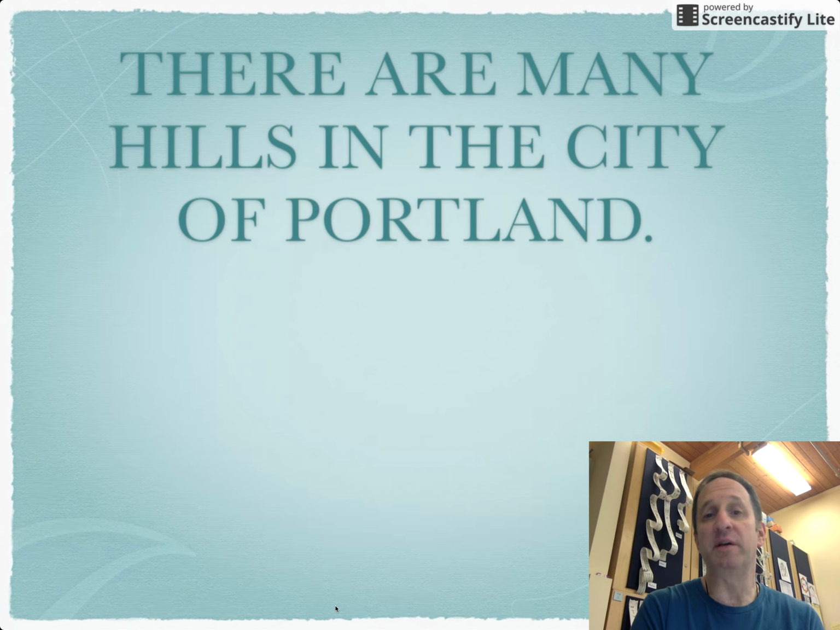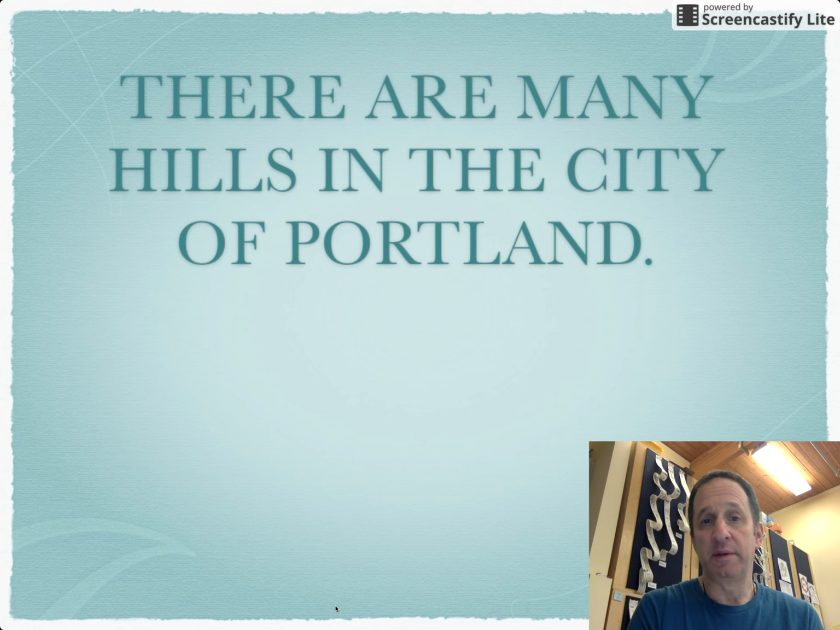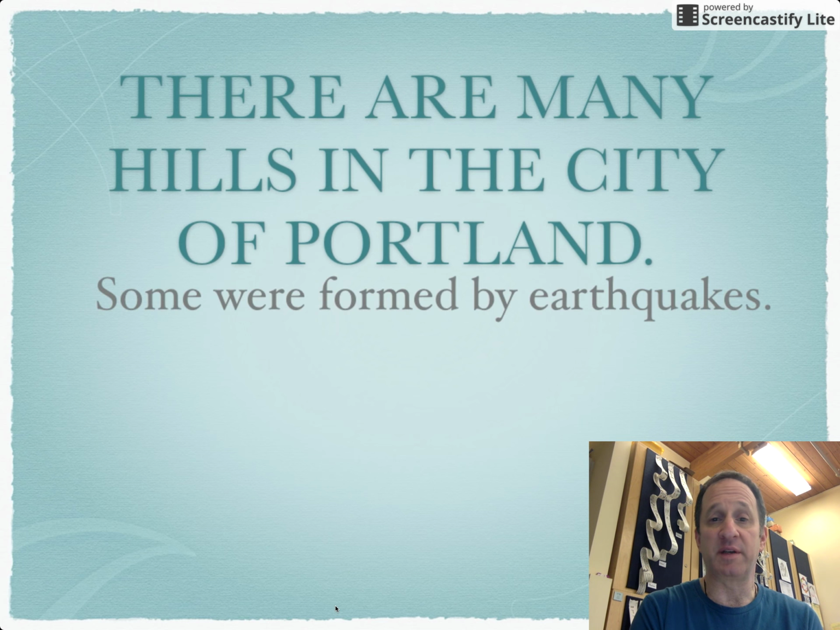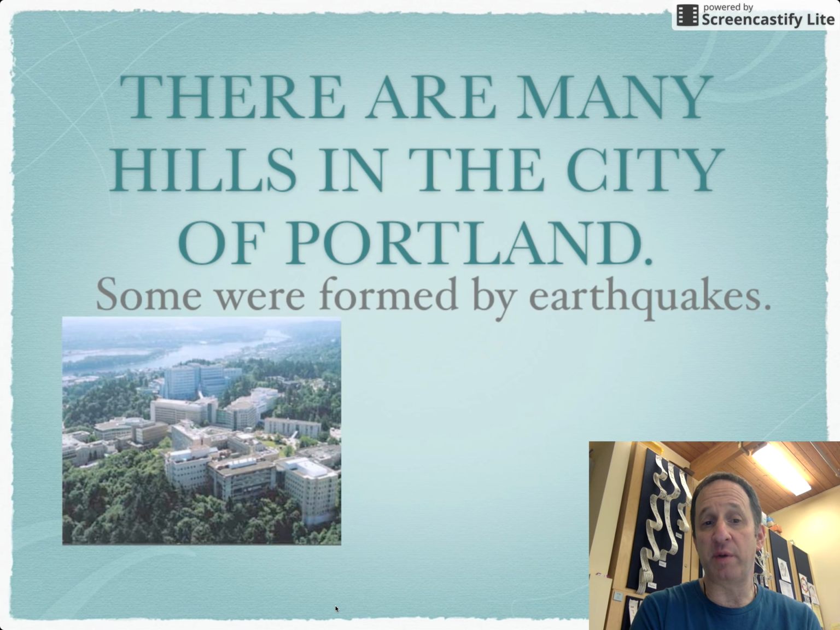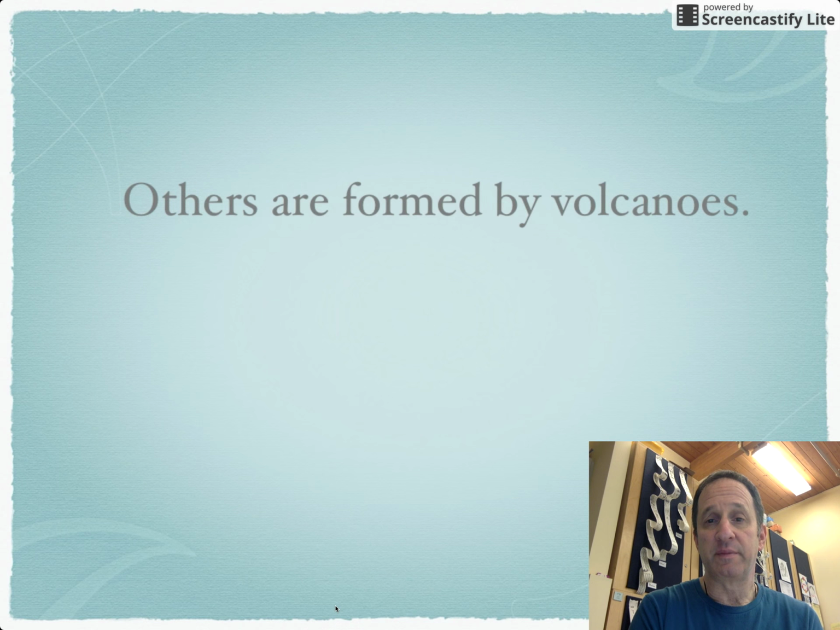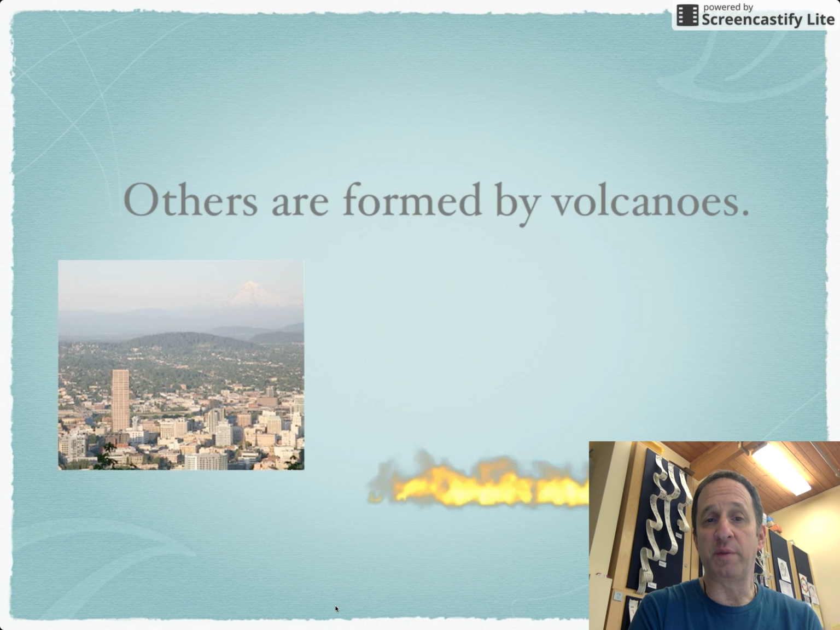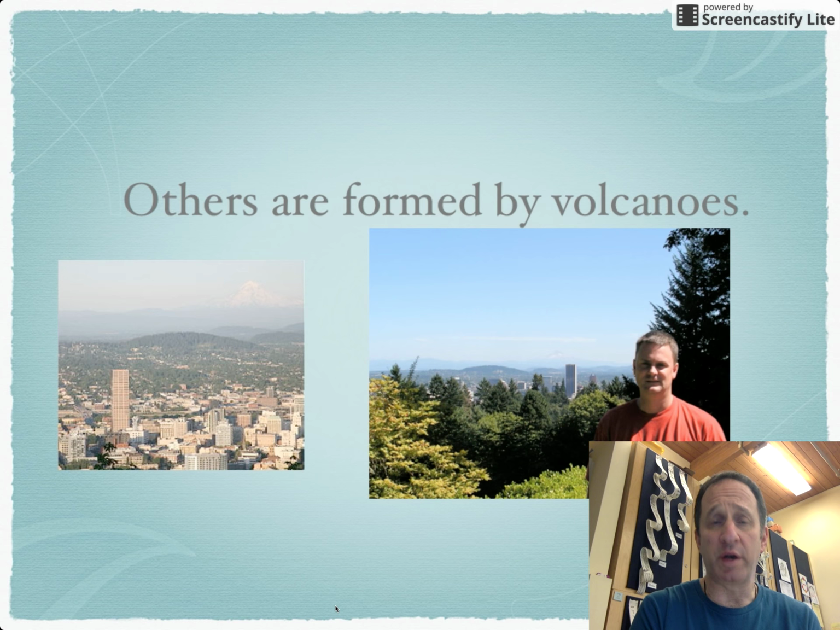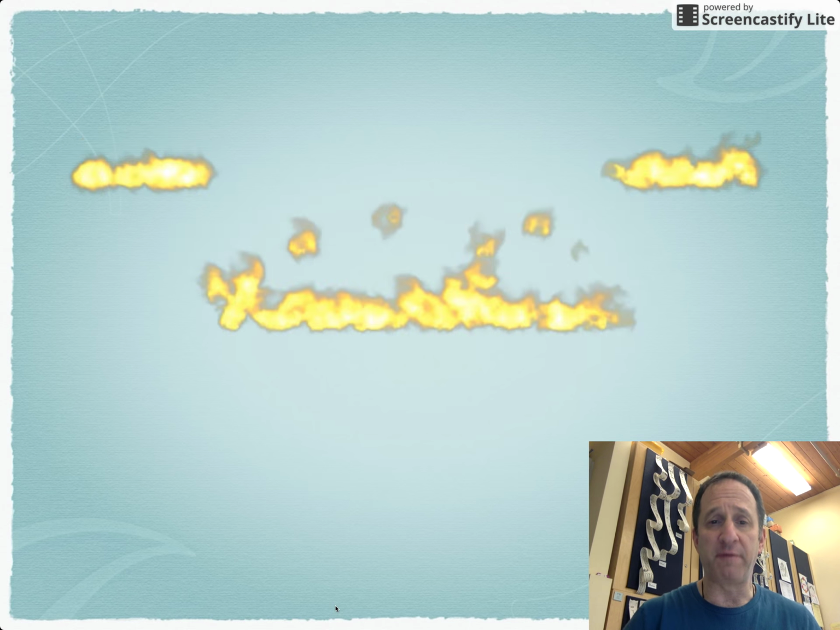So there are a lot of hills around Portland, on both the east and the west side of the city. Some of those hills are formed by earthquakes, and some are formed by, you guessed it, volcanoes. The earthquake-formed hills are called the West Hills. That's what we're near right now at PJA. These West Hills were formed by that folding of the earth.